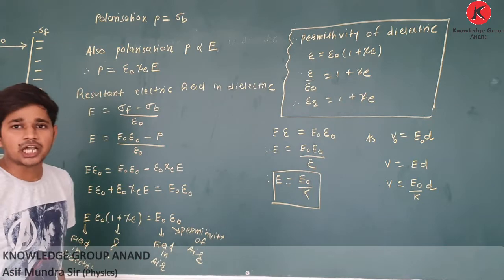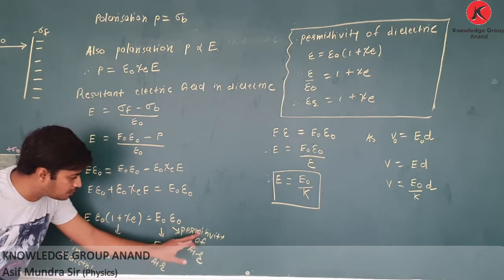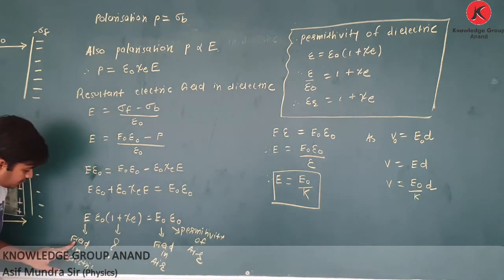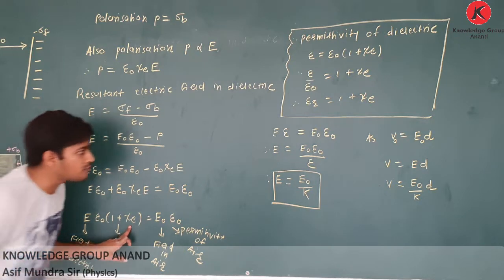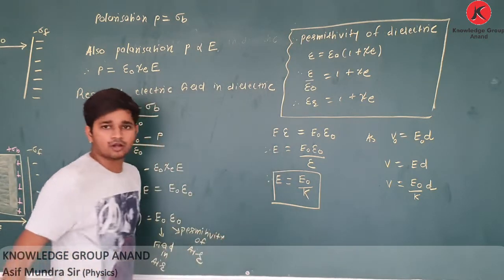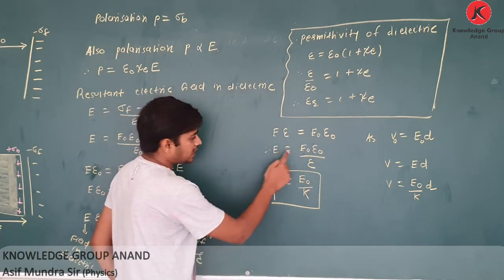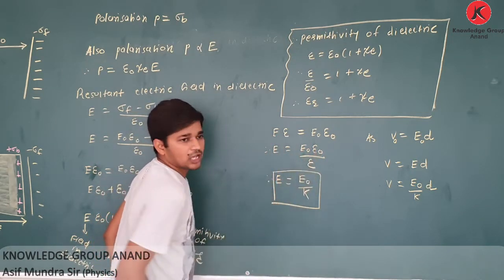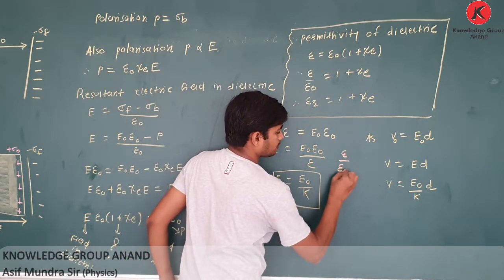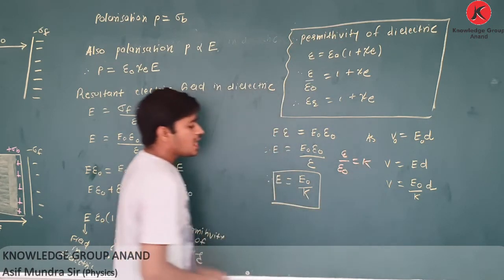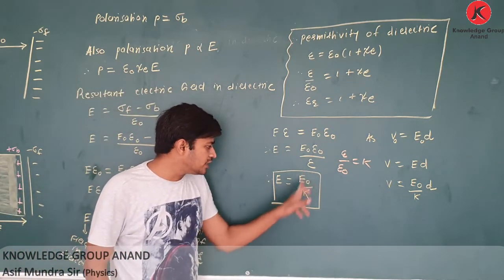Now again from this, E0 field in air, epsilon 0 permittivity of air, E field in dielectric, then this term is replaced by the permittivity of the medium, that is epsilon. So E epsilon is equal to E0 epsilon 0. Make E the subject, it is E0 epsilon 0 upon epsilon. Now we know that epsilon upon epsilon 0 is equal to K, then epsilon 0 upon epsilon is 1 upon K. Then E is equal to E0 by K.